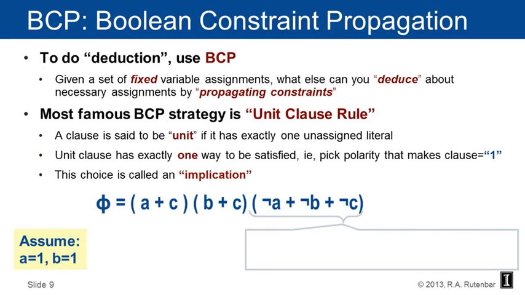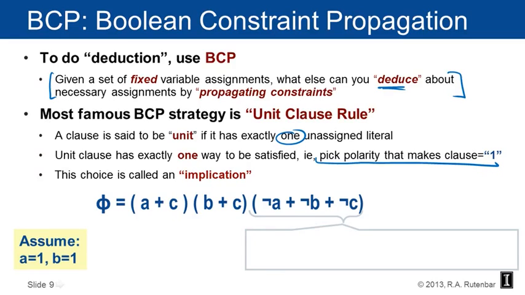So, given a set of fixed variable assignments, what else can you deduce about the necessary assignments to other variables? Well, you can do that by propagating constraints. Now, there is a very famous strategy for this called the unit clause rule. And gosh, this is like 50 years old. A clause is said to be unit if it has exactly one unassigned literal. A unit clause has exactly one way that you can satisfy it, so you have to pick the polarity that makes the clause 1. You don't have a choice. You don't get to arbitrarily pick the polarity of that literal, and that choice is called an implication.